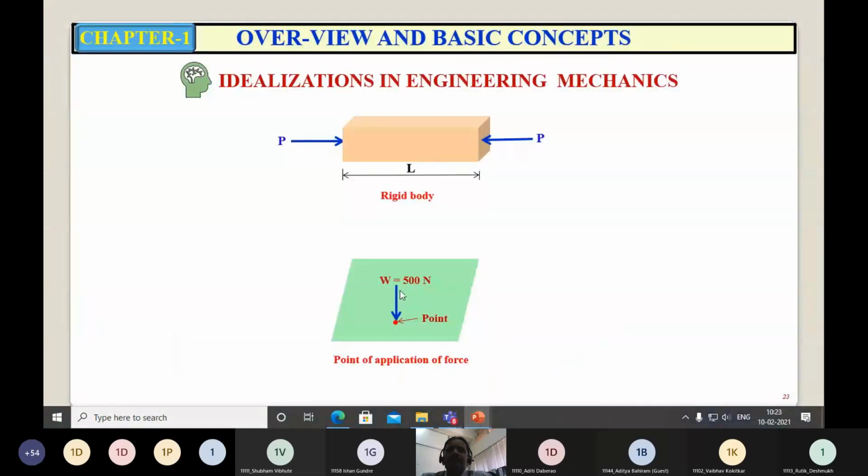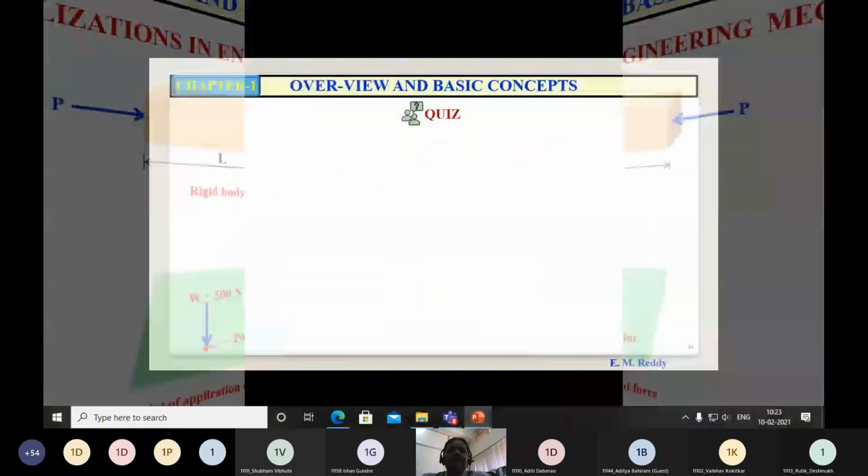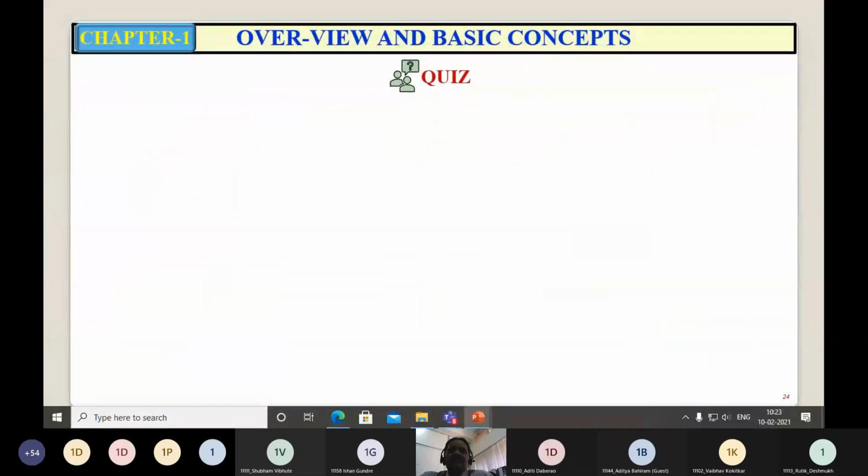Right? So this concentrated force is an idealized concept. Okay. Then let us have a small quiz.